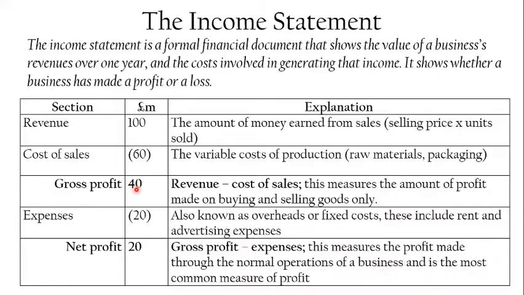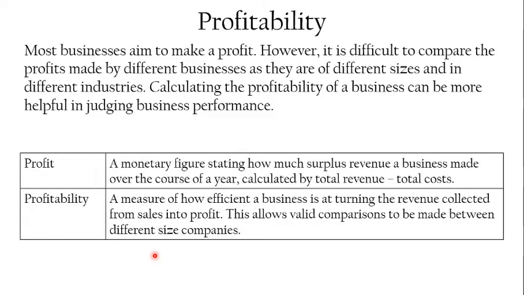100 minus 60 equals 40. That gives you your gross profit. You need to know how to calculate gross profit. It's right there for you. 40 minus 20. Remember, we've taken off our variable costs. We need to take off our fixed costs, also known as expenses. That gives us our net profit. Okay, and you can see how that's laid out there. Make sure you know the layout of the income statement.